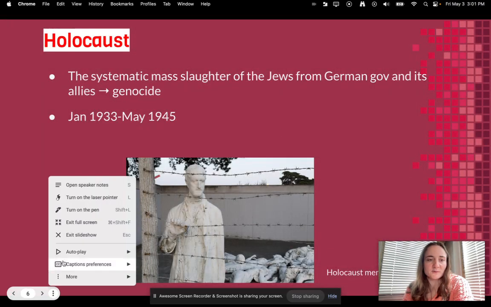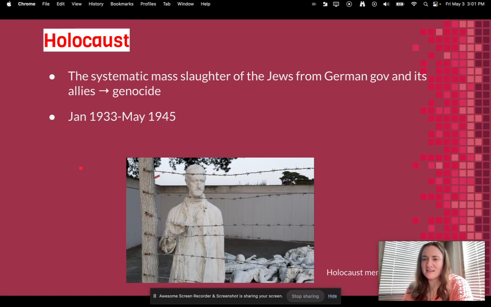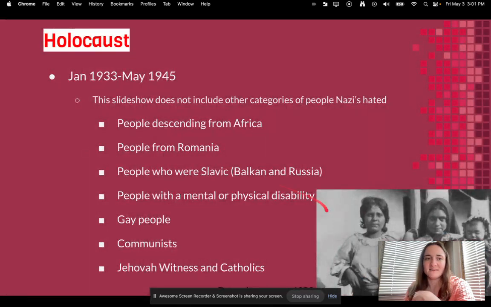So, the Holocaust, we talked a little bit about it back, I think, in Unit 12. So the Holocaust is the systematic mass slaughter of the Jews by the German government and its allies, leading to a genocide, which we talked about in Unit 12, and we talked about how that was a mass killing of a group of people. So the Holocaust was from January 1933 to May of 1945.